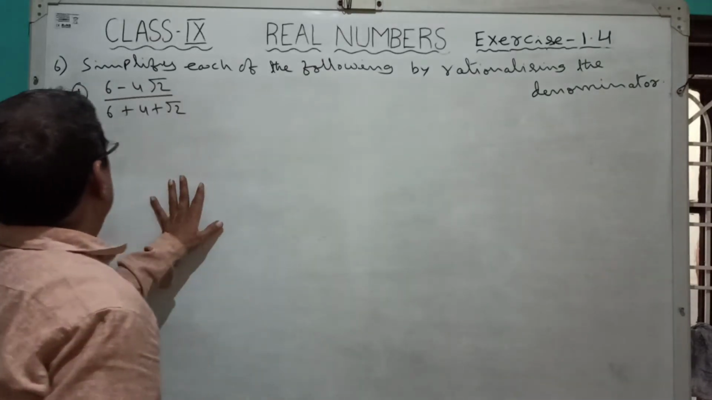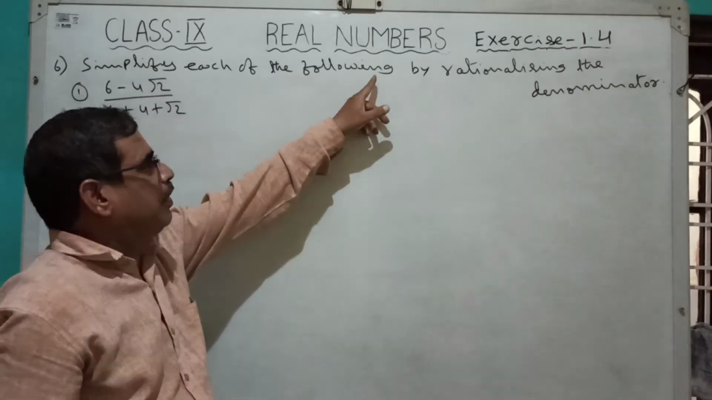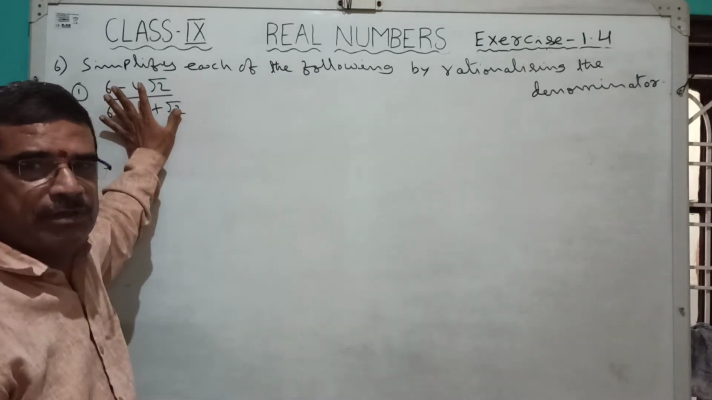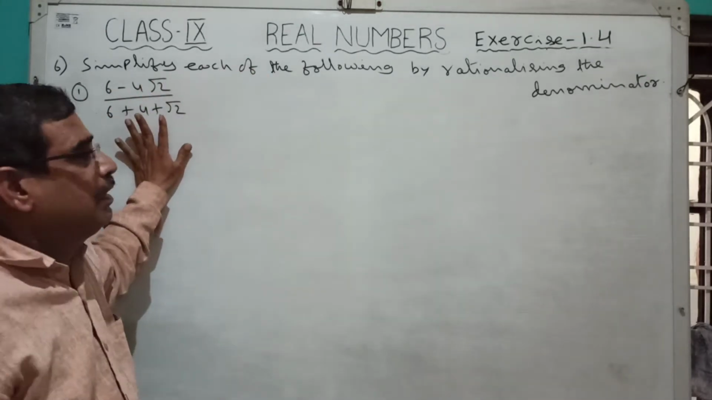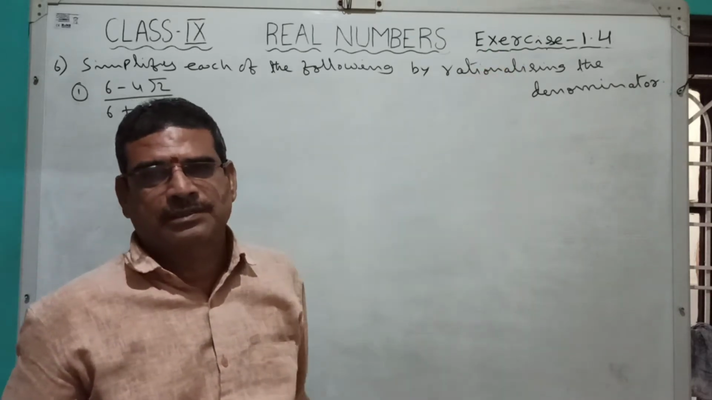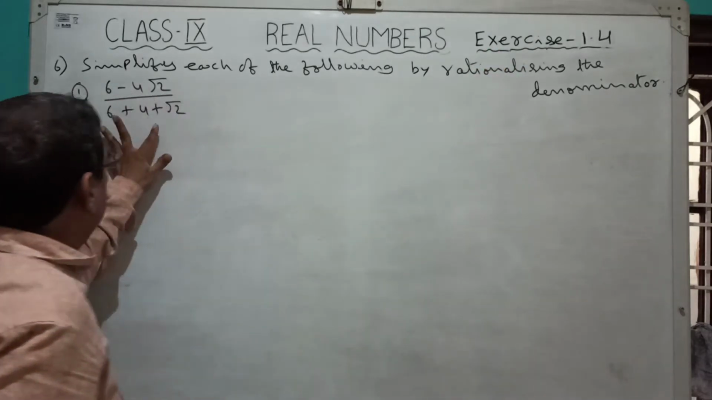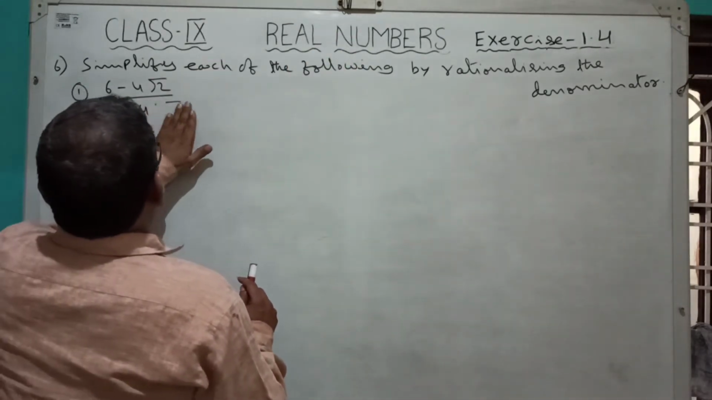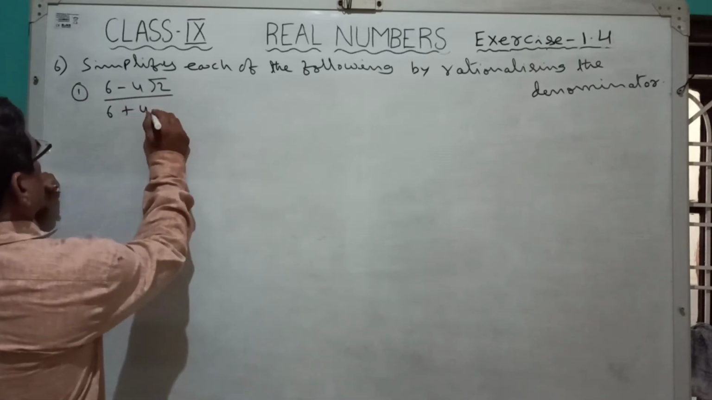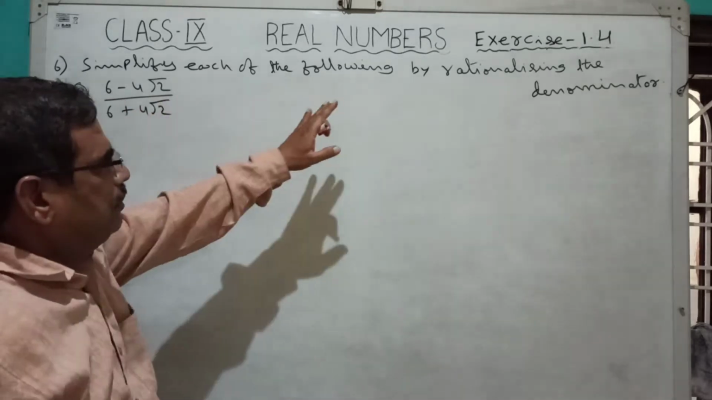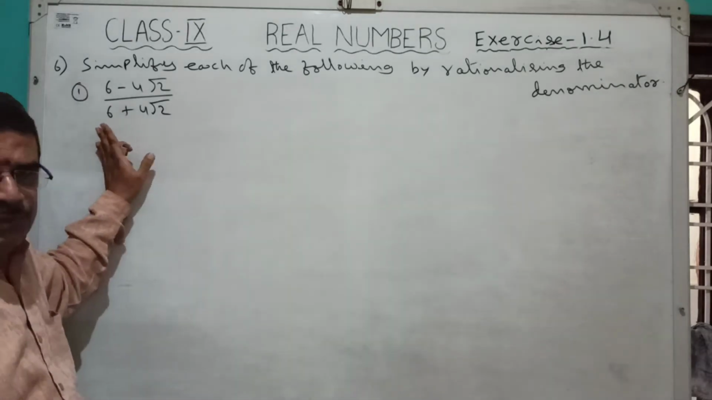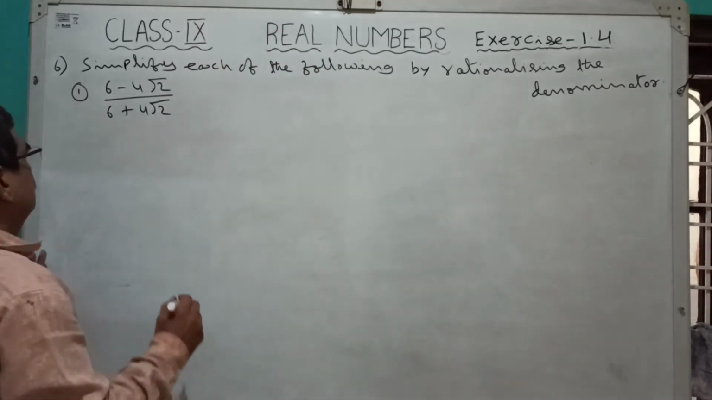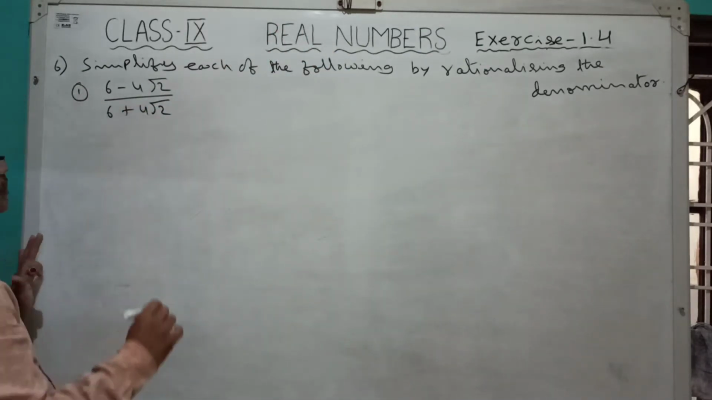Simplify each of the following by rationalizing the denominator. I already told the meaning of rationalizing: to convert the denominator into a rational number. By converting the denominator to a rational number, after that we have to give the final answer. So, this is the question.